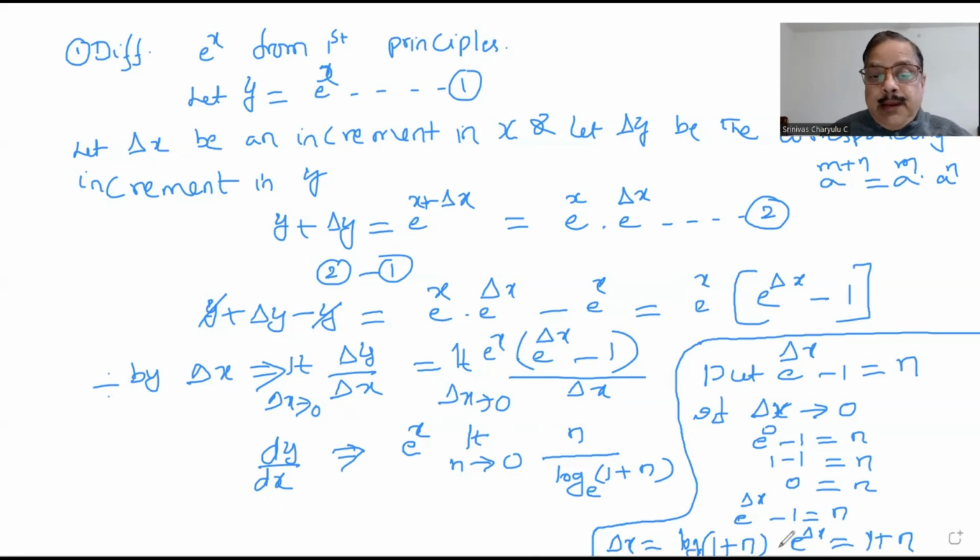Next step, I'm going to the next page. I will continue from this step. N by log 1 plus n to base e. So dy by dx is equal to limit. Here e to the power of x first you write down because that is out of the limit now. Not required to apply limit there. Limit n tends to 0.